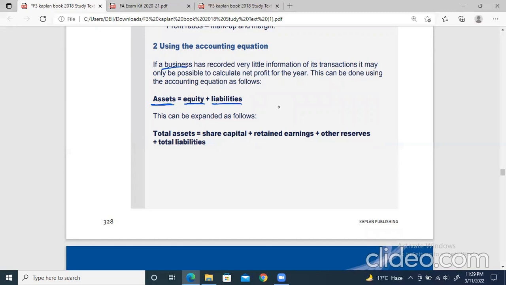So if a business has recorded very little information of its transactions, it may only be possible to calculate net profit for the year. So using the accounting equation, we can calculate either the profit or the loss for the year. I'll guide you how to calculate that. Basically, we use this figure, which is equity, and we expand it and make a T account regarding this. Okay, now this is basically shown as expansion over here. I don't think this is very similar but very interesting, but let's see this as well.